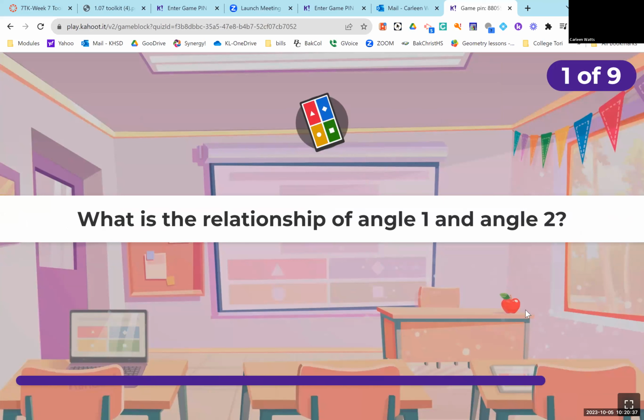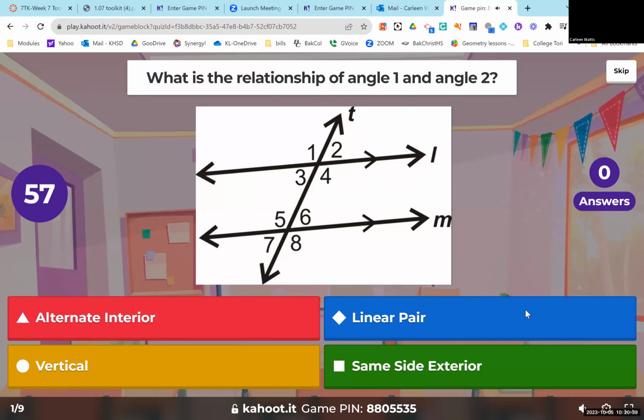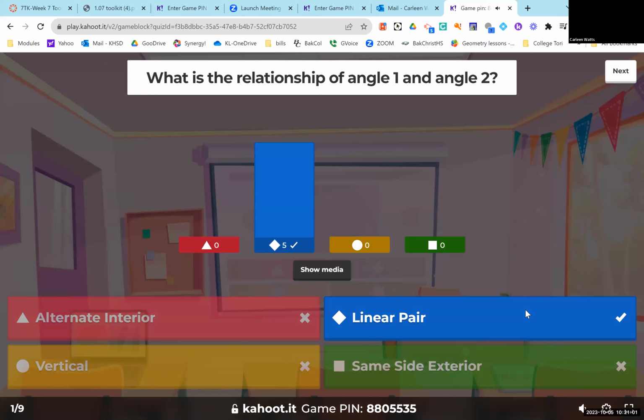Okay, what's the relationship of angle 1 and angle 2? Select the relationship between angle 1 and angle 2. You have 45 seconds. And up, all 4 are in. All 4 are in, which means ding, ding, ding, linear pair. You are awesome. Okay, next question.